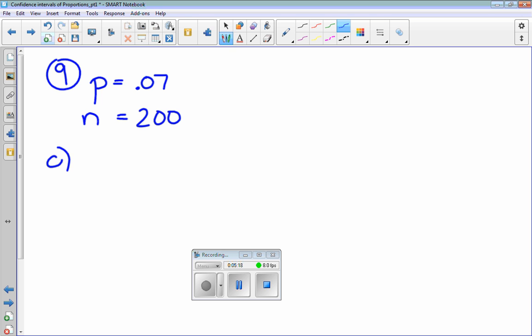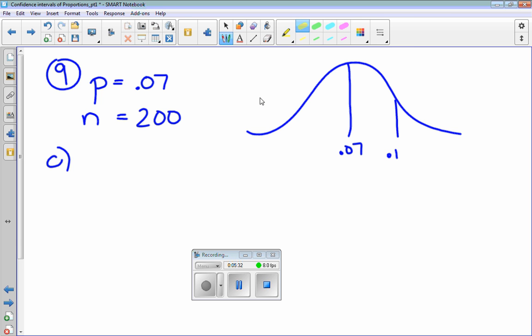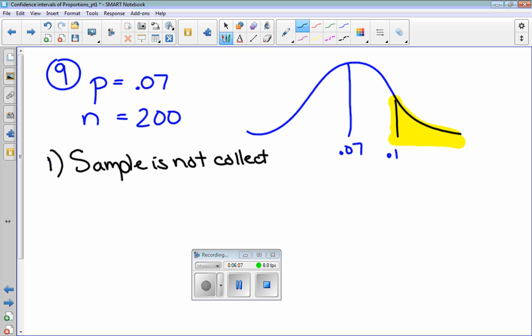So we know we're talking about proportions because we are given some percentages. We have our claim here, and it says over 10%, so we're going to put our 0.1. In order to figure this out, we do have to have a new mean and a new standard deviation. So we're going to need to check our conditions for proportions. Condition 1 would be randomization. I don't know that it talks about randomization at all here. It doesn't. So we'd have to say the sample's not collected randomly. So what would we say? Proceed with caution.